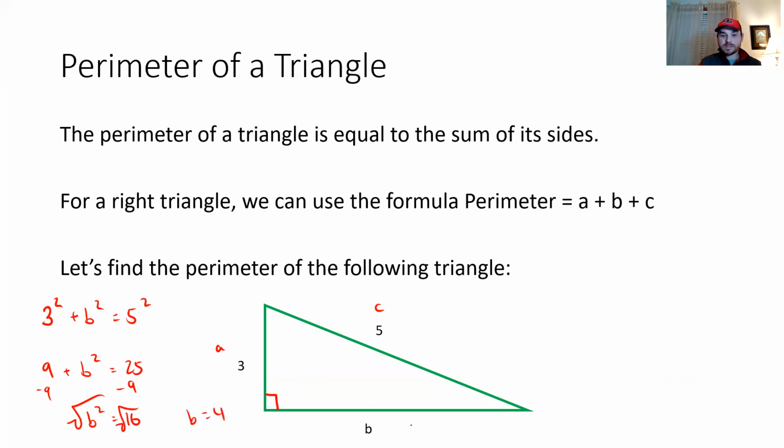But we're not done this time. So now we know we have a side length of 3, a side length of 4, and a side length of 5. Our perimeter is all the side lengths added together. So we have 3 plus 4 plus 5, which is equal to 12. So the perimeter of this triangle would be 12.